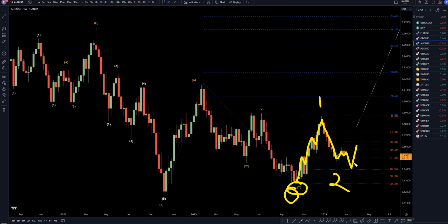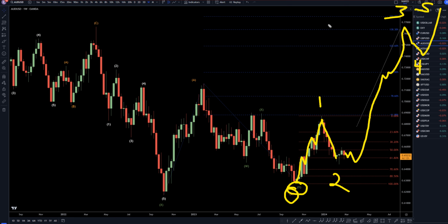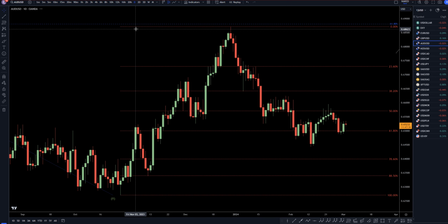It could possibly go down again before it does go up, but at some point I do think it is going to end the wave 2, go up and make a wave 3, make a wave 4, and make a wave 5 of wave C, which should be a wave C of wave Y. So let's take a look at it on the daily time frame.